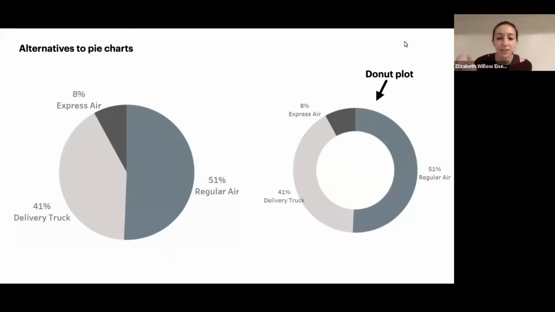We haven't learned how to make donut plots in Minitab, so that's something you could look into if you are interested in it in your future work.